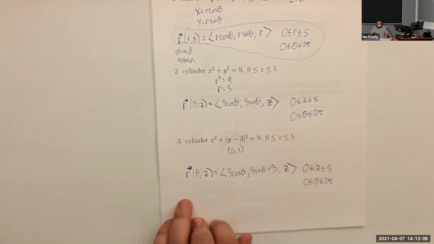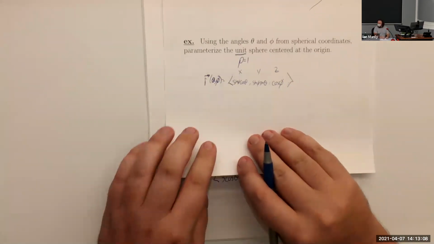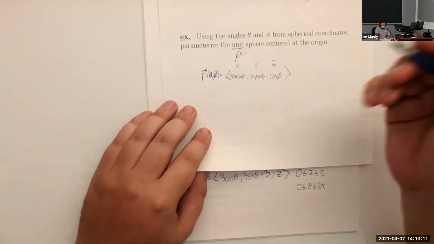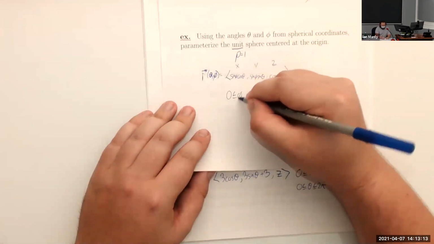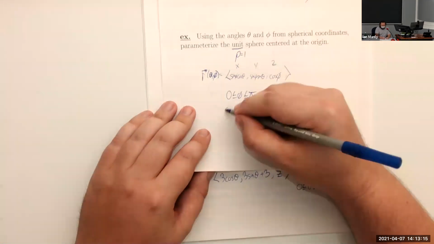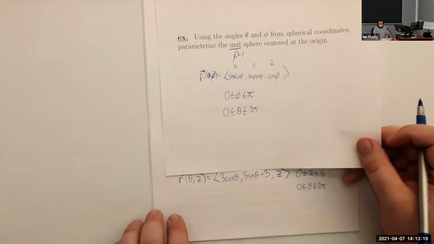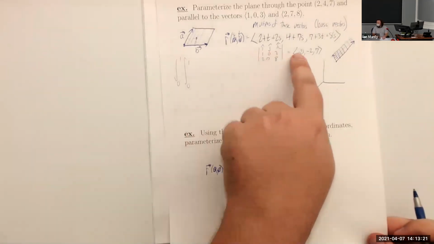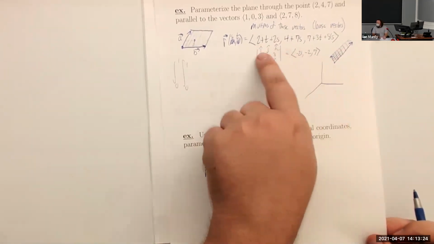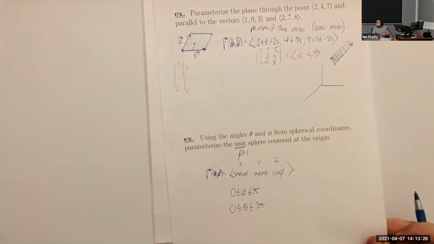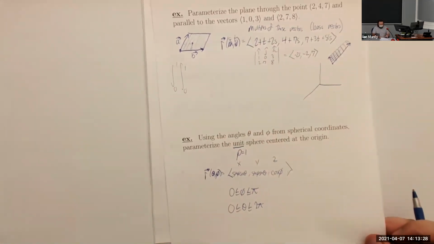I suppose if I was being more rigorous, I should have also put restrictions on the example on the previous page. For this one, we know that phi is limited to being between 0 and pi, and theta is between 0 and 2 pi. So I should have specified that back here. I didn't need that for the plane, though. t and s can be any value whatsoever.